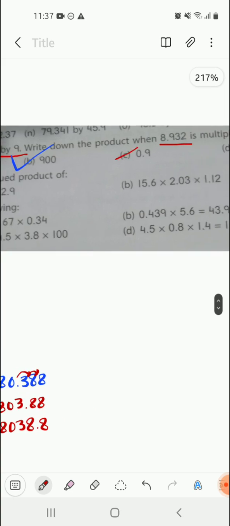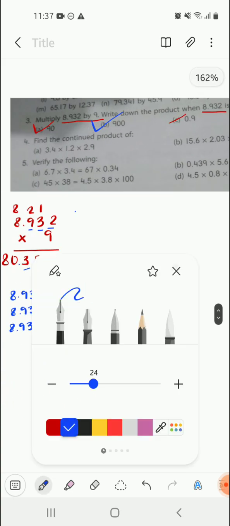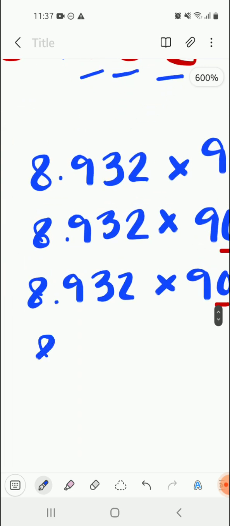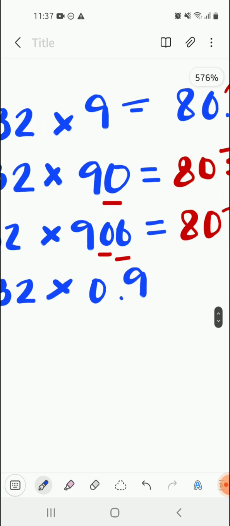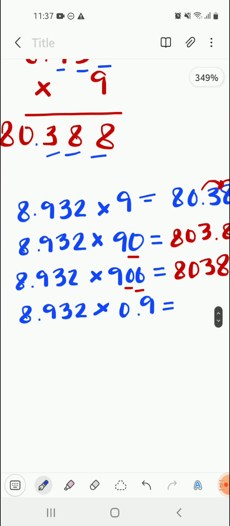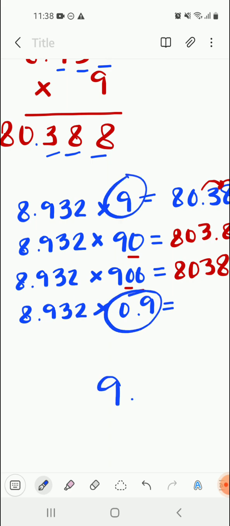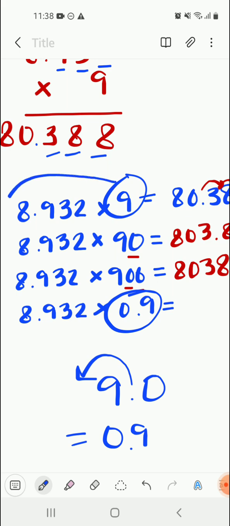C, it is said 0.9. So 0.9, let's write it, 8.932 and 0.9. Now this is interesting. Before, if you see, it was only 9 here. Here it is 0.9. So only 9 means 9.0. So in order to make it 0.9, this must have shifted to the left once. Then this would become 0.9. That means the difference between the first one and the third one is a shift to the left.